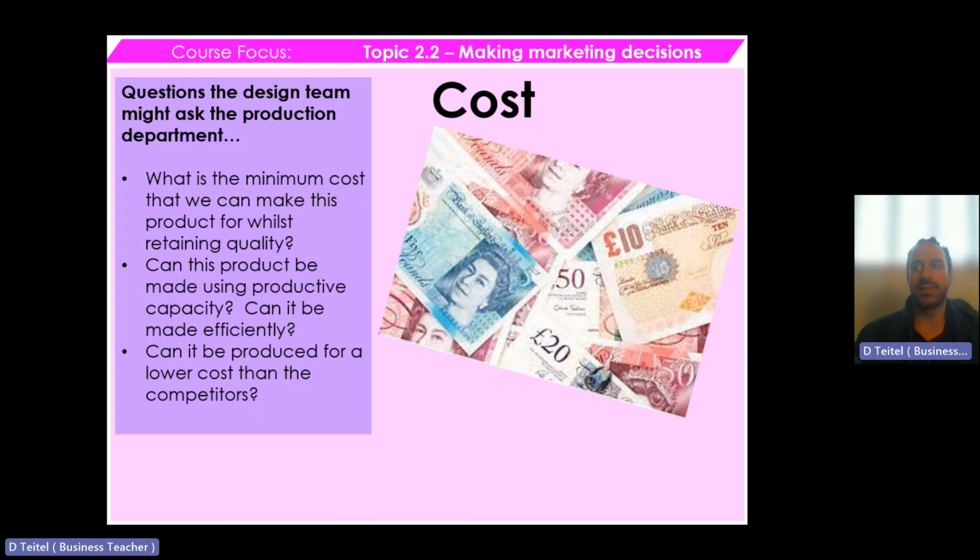So basically, can it be made quickly so that they can produce a lot more of it in a small amount of time? So you're not losing costs on time for the production. And can it be produced for a lower cost than its competitors? So these are the things that we think about in cost when it comes to the design mix.